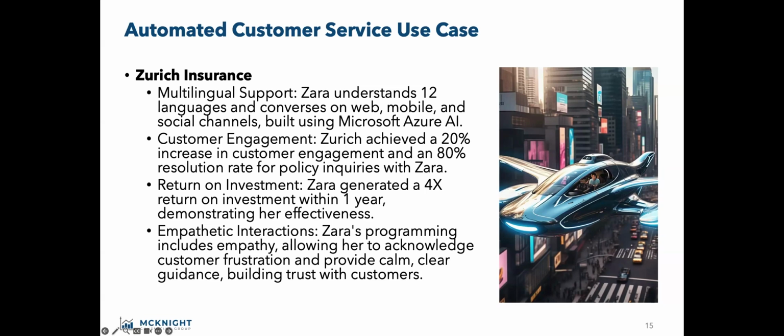And they claim, and this is what I like about them because they put some numbers out, a 20% increase in customer engagement, an 80% resolution rate for policy inquiries. Okay, no human involved. A 4 times return on investment within 1 year. And if you're talking return on investment, you are talking bottom line cash flow. So they feel like they've saved labor. They feel like they have upsized customers. They feel like they have retained customers and got new customers as a result of Zara.